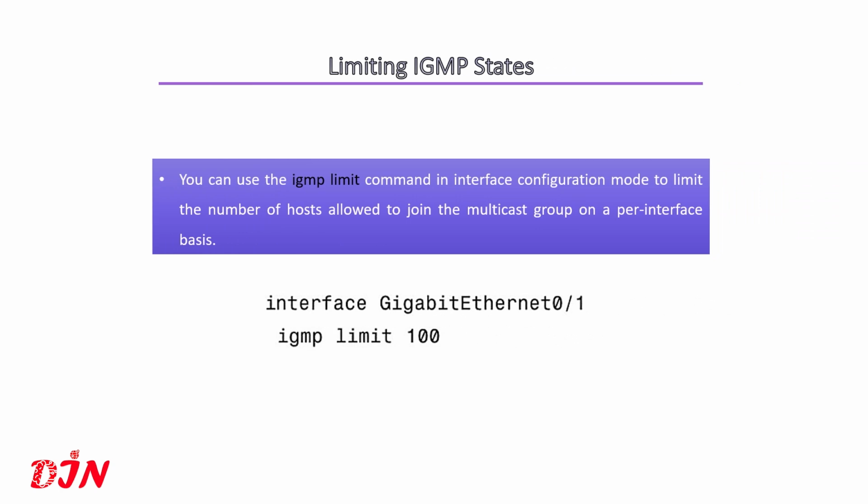Limiting IGMP states. The IGMP state limit feature provides protection against DoS attacks when attackers use IGMP packets. You can use the igmp limit command in interface configuration mode to limit the number of hosts allowed to join the multicast group on a per interface basis. Example shows how to configure this feature. In the example, the limit is set to 100 hosts. The maximum number of IGMP states allowed on an interface is 500 and it is the default value.